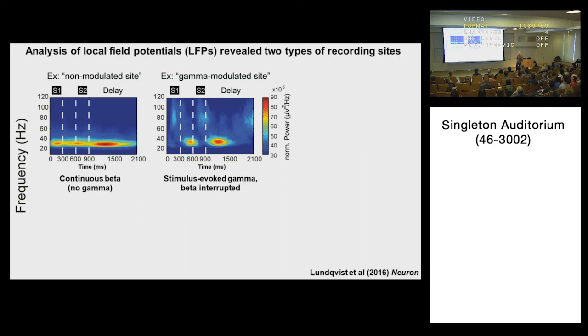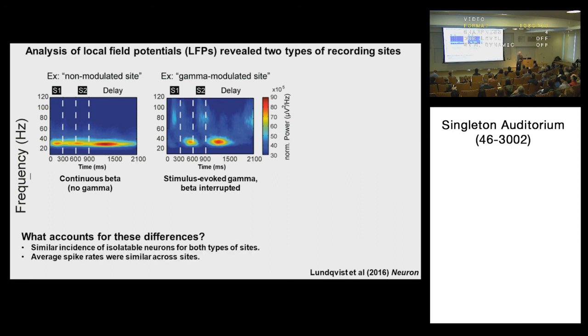So what accounts for the differences between these 2 types of recording sites? When you first look at something like this, you think, as an electrophysiologist, there must be some simple electrophysiological difference between the sites. There wasn't. In fact, we had a similar incidence of isolatable neurons at both types of recording sites, and even the spike rates were nearly identical across these 2 sites. There was no difference in the spike rate between the continuous beta sites and what we call the gamma modulated sites.